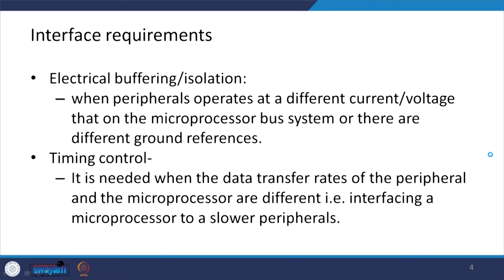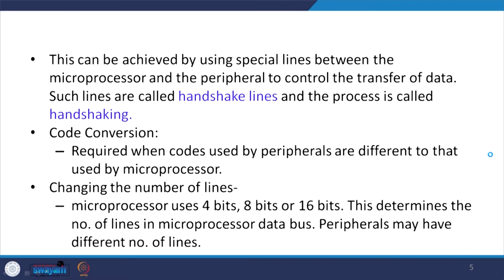Next is the timing control. It is needed when the data transfer rates of the peripheral and the microprocessor are different. That is, interfacing a microprocessor to a slower peripheral. Now, this can be achieved by using special lines between the microprocessor and the peripherals to control the transfer of data. Such lines are called handshake lines, and the process is called the handshake.